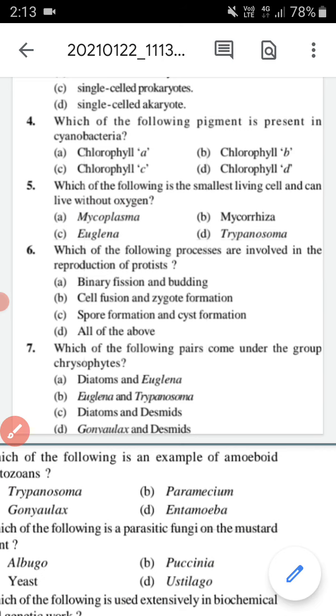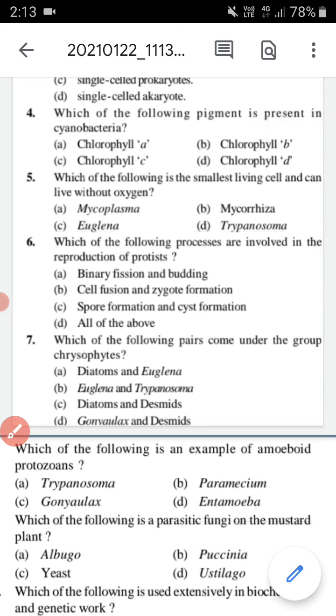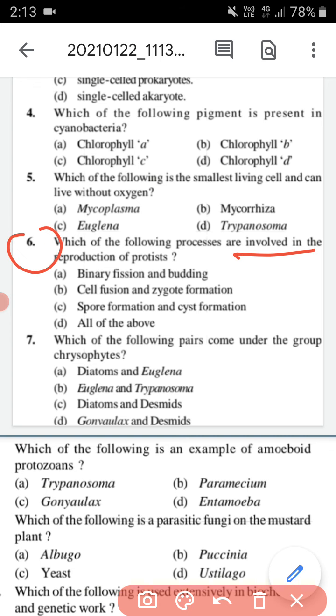Okay. Now we move to question number 6. Question number 6 is, which of the following processes are involved in the reproduction of protists? Four options are given. First is binary fission and budding. Second is cell fusion and zygote formation. Third is spore formation and cyst formation. And the fourth one is all of the above. So the correct option for this question is all of the above. Okay, option D is correct. So all the three processes are involved in reproduction of protist.